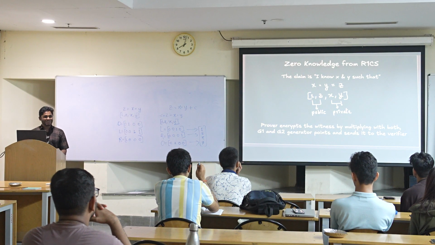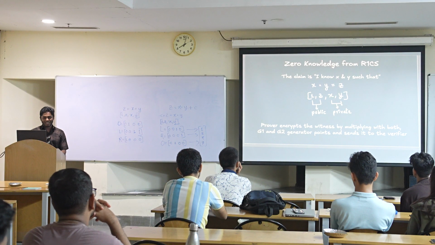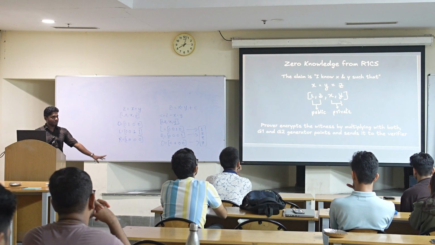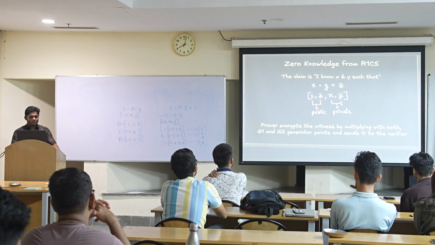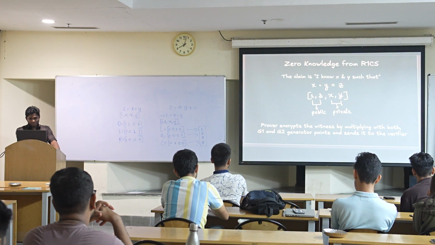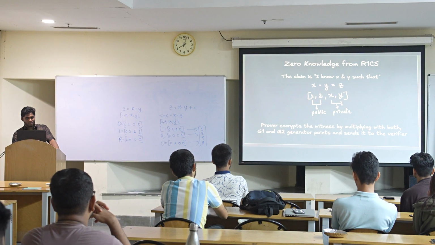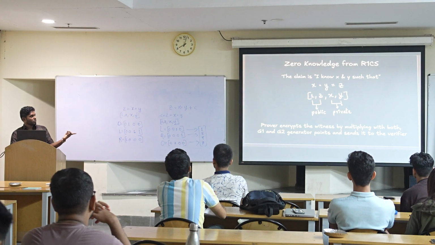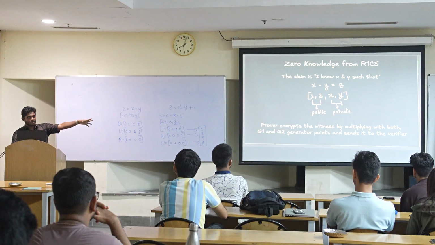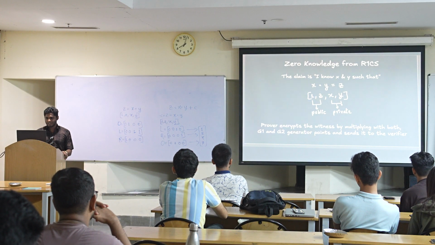The claim is I know x and y such that x times y equals z. So 1 and z are public, but x and y are private. We are hiding x and y, and for hiding them, the prover encrypts the witness by multiplying with both the G1 and G2 generator. So the prover multiplies by the G1 and G2 generators, which encrypts the x and y values. It also encrypts z, but z is already publicly known anyway.